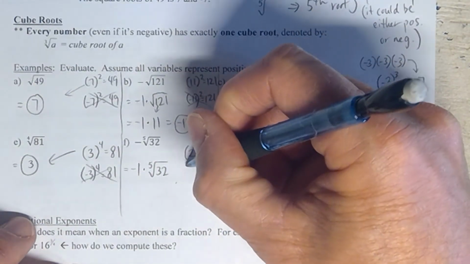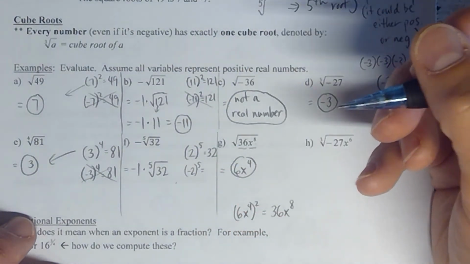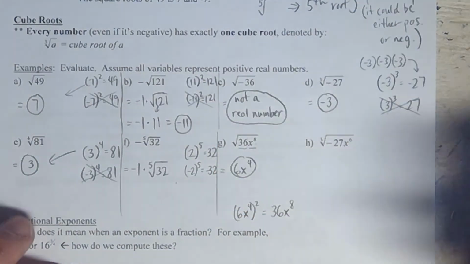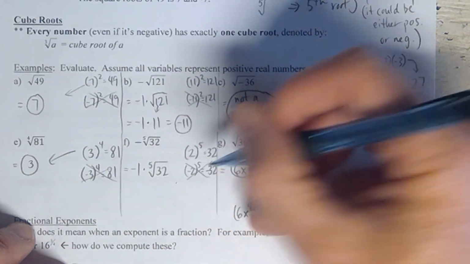Okay, because if you did negative 2 to the fifth power and you multiply negative 2 five times, you can try it if you want, it is equal to negative 32. Okay, and so that would be bad. Okay, we don't want that.